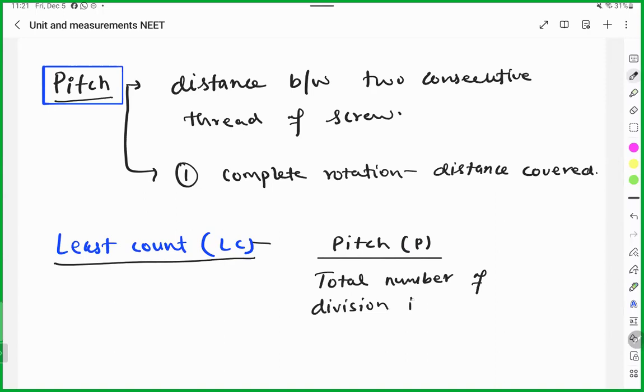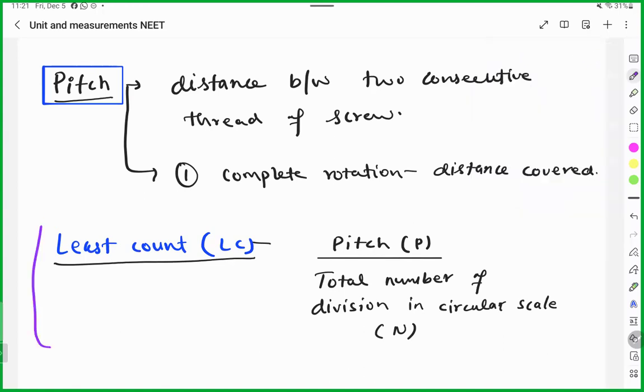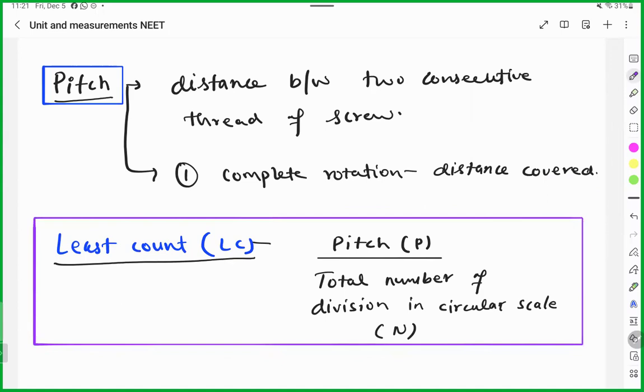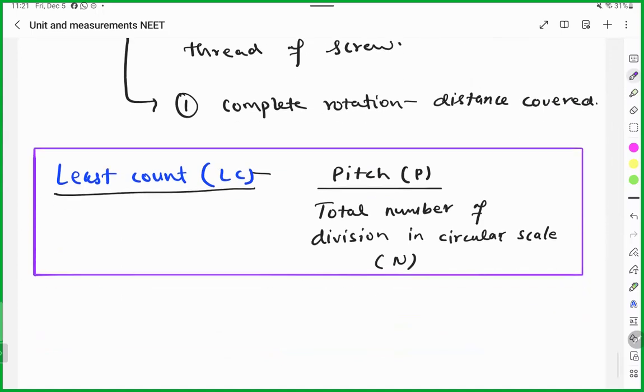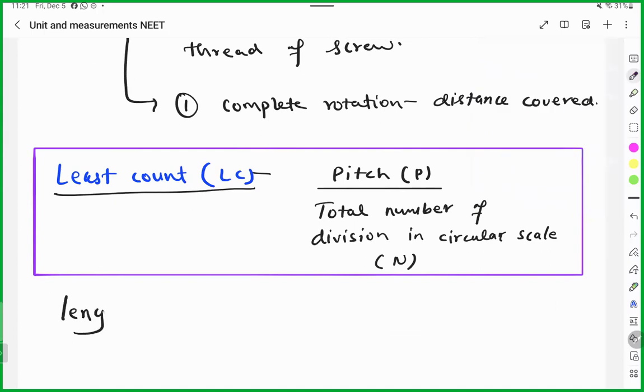Actually, in this topic, you always get the easiest questions. You cannot make a difficult question in this topic. So pitch divided by the total number of divisions, usually 100. So you can calculate the least count in this case. Okay. Now if you want to calculate the length measured by the screw gauge, how to calculate the total length? This is the least count. Length measured by the screw gauge.